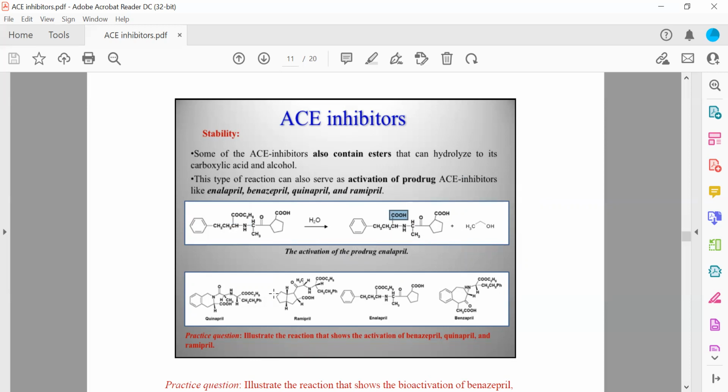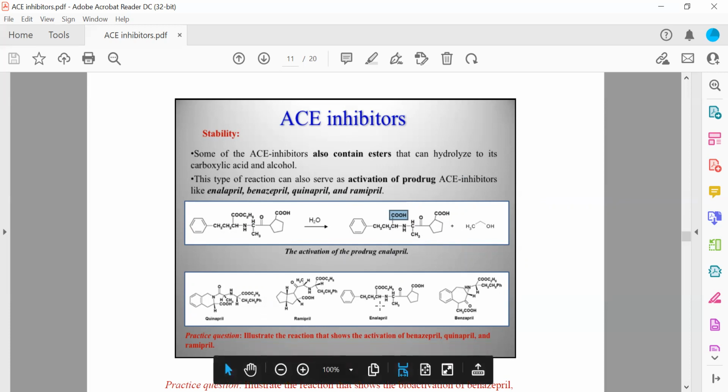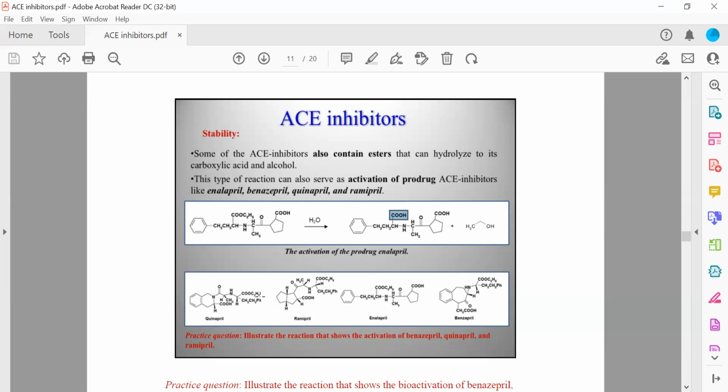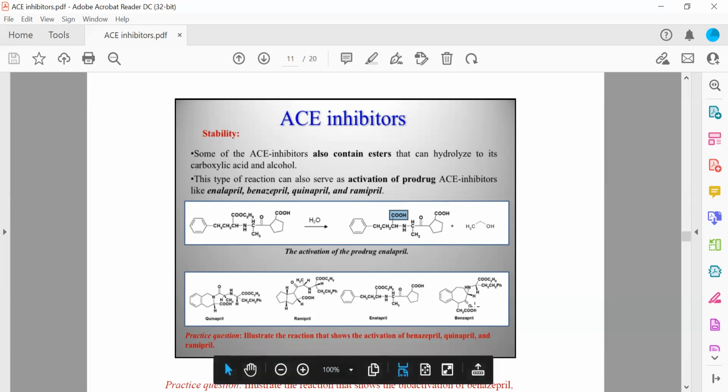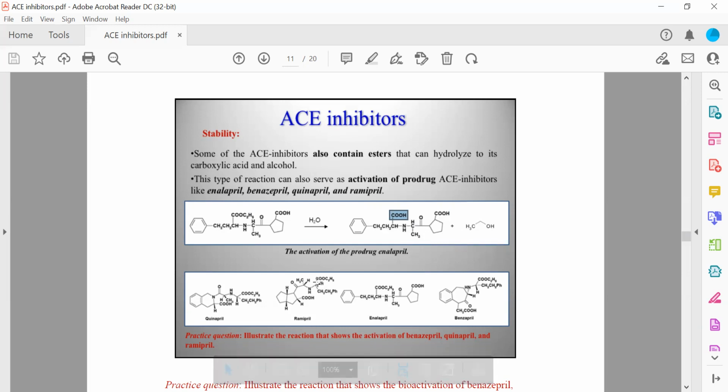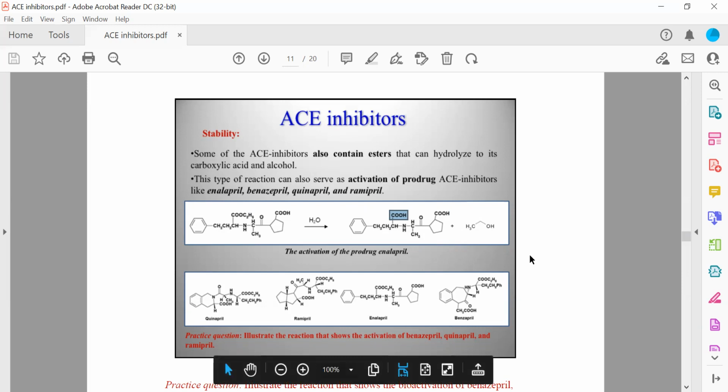So I have a further question for you. For all of the ACE inhibitors that contain the ester, you have to now show and illustrate the activation, like I've done for enalapril, for each of these drugs, and then also just show that the carboxylic acid is what is converted for the drug to be active. This is also quite important for the exams.